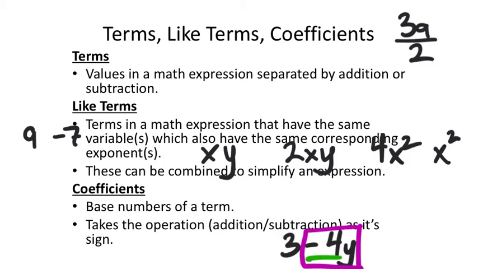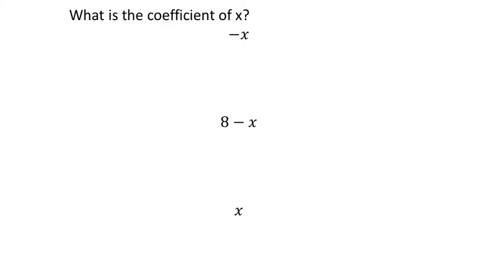So there's terms, like terms, and coefficients. Here's an example of some coefficients that we may see. These ones end up being more tricky than we wish they were, but that's why we're going over these, so that we can clarify what the coefficient of these values would be.